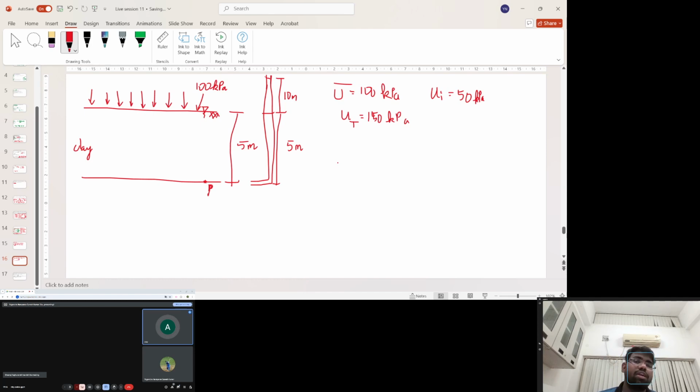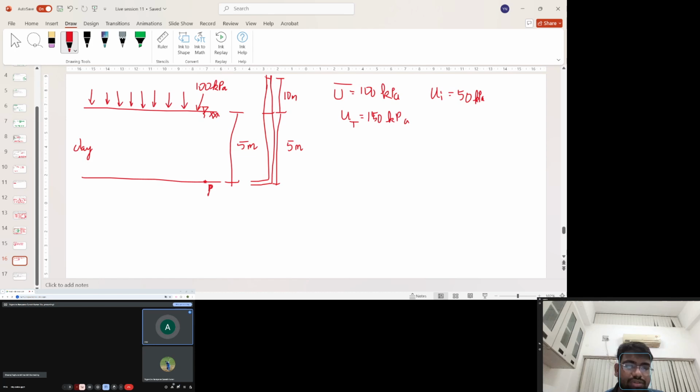No, UT will not be 0. Then it should be less than 50, right, sir? Ideally it should be equal to 50, but the settlement is also happening. So practically it should be a little bit greater than 50. Because of what, suction? Not suction, due to the consolidation, permeability is also getting reduced.